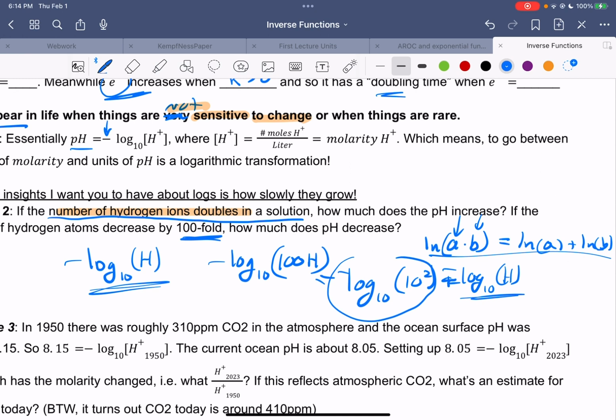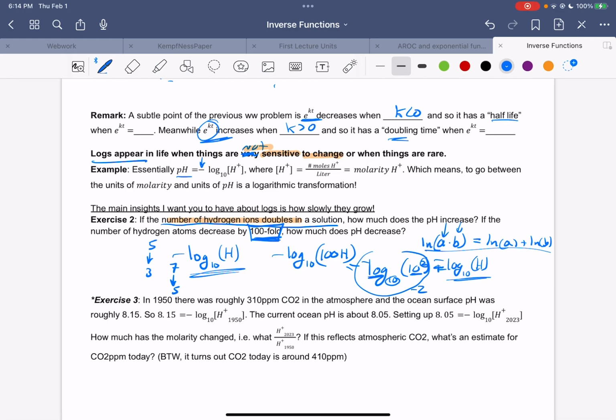Well, what is the exponent on 10 for this number? Oh, it's 2. So it changed by 2. If the old pH was 5, the new pH is 3. If the old pH was 7, the new pH is 5. Okay? You have to have a 100-fold increase in the number of protons to become more acidic by 2 pH units. Which, by the way, is a unit conversion: molarity versus pH.